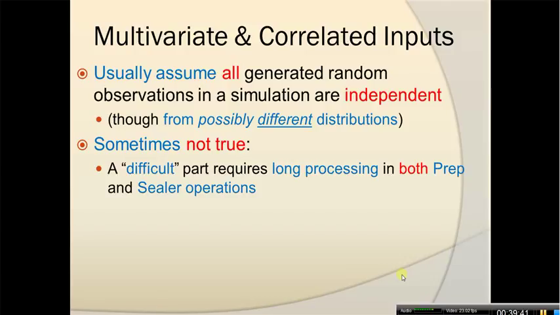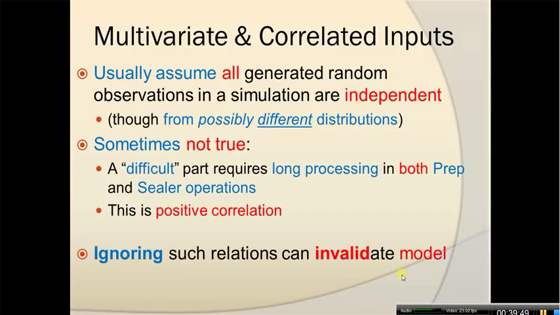So a difficult part requiring long processing in both prep and sealer operations, for example, would be a positive correlation. So ignoring such relations, right, can actually create an invalid model. You can see more information in the text.